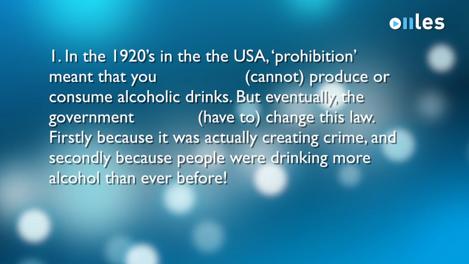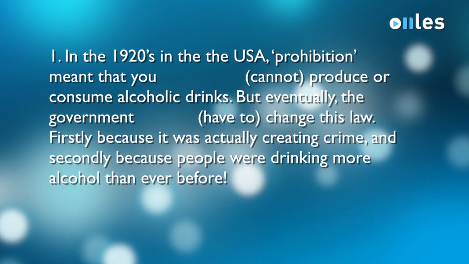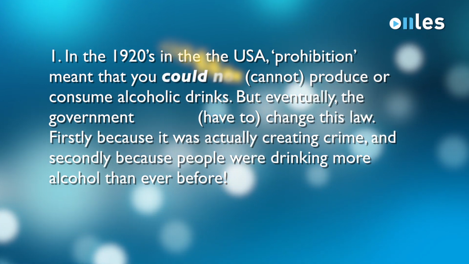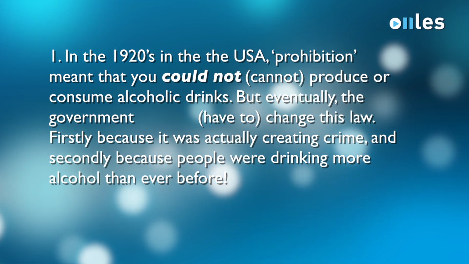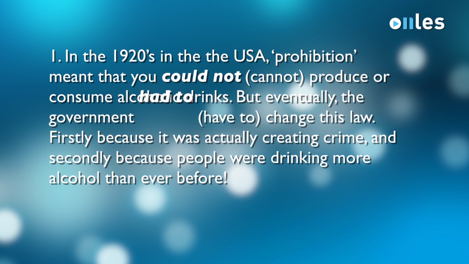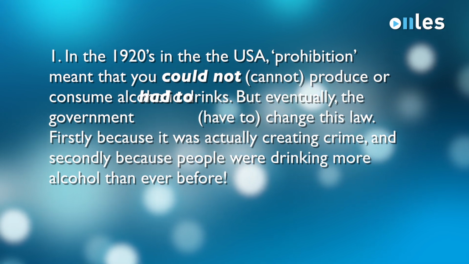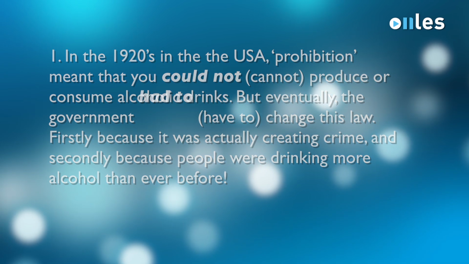So question 1. In the 1920s in the USA, prohibition meant that you, so we have cannot. What is the past modal verb of cannot? Could not. So they could not produce or consume any alcoholic drinks. But eventually the government, so we have to in the past is had to. So they had to change this law. Firstly, because it was actually creating crime, and secondly, because people were drinking more alcohol than ever before. So that was not working.